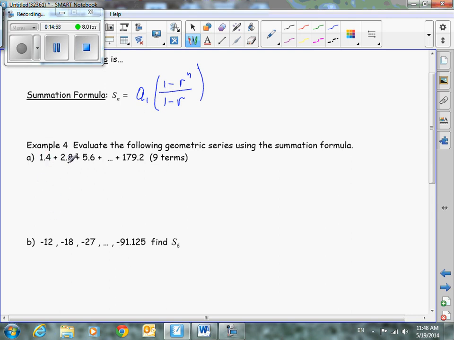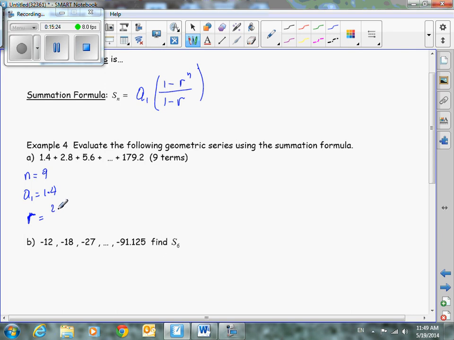I have 1.4, 2.8, 5.6, and so on. I'm looking for the first 9 terms. What is the simple fact that I see 9 terms? What information do I have so far? N. N is equal to 9. A1 is equal to 1.4. What else do I need? Ratio.